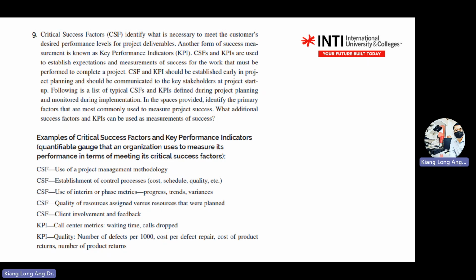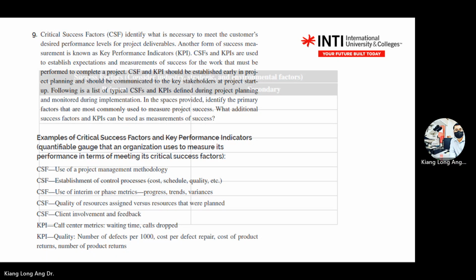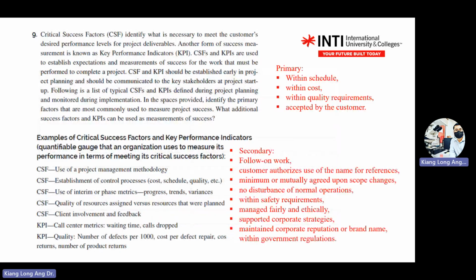So the following is a list of typical KPI during project planning. In the space provided, identify the primary factors that are most commonly used to measure project success. What additional success factor or KPI can be used as a measurement of success? Right? So this one, do I give you the chart? Okay, so this one you just copy. The primary one is the primary KPI or CSF, critical success factor.